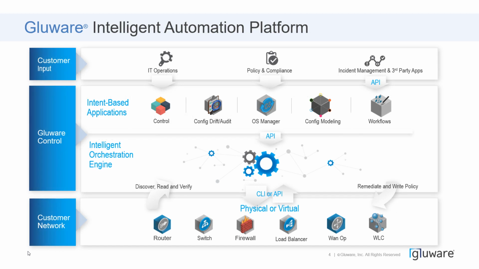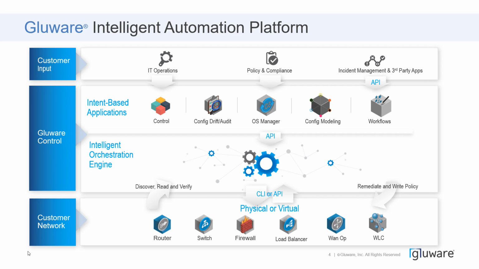So a quick overview of the Gluware Intelligent Automation platform: I'll first draw your attention towards the middle section of this diagram, which is Gluware Control. Gluware Control is a pure software solution that's made up of an intelligent orchestration engine and then intent-based apps that use that intelligent orchestration engine to provide automation for that lower layer there, the customer network, made up of routers, switches, firewalls, load balancers, WAN optimizers, wireless LAN controllers, and the growing list of devices that we will continue to onboard in the system.